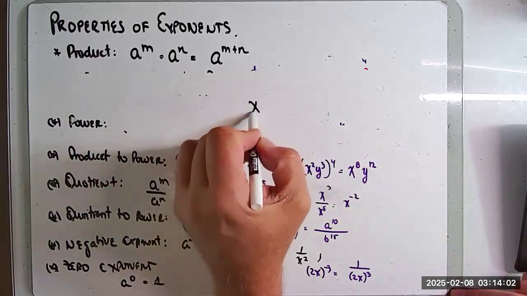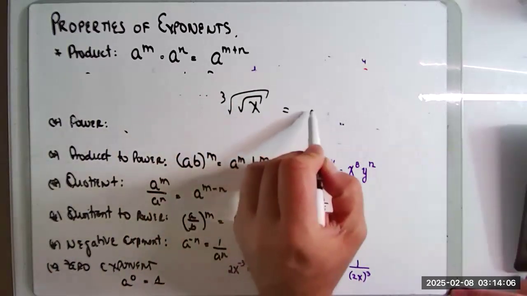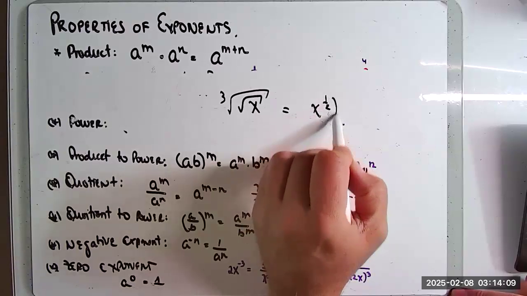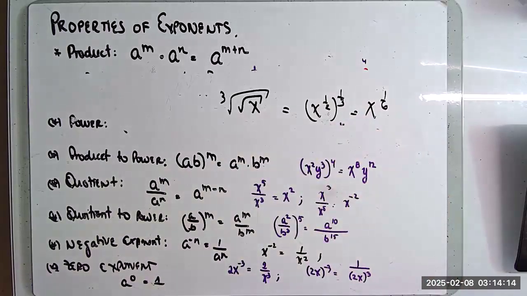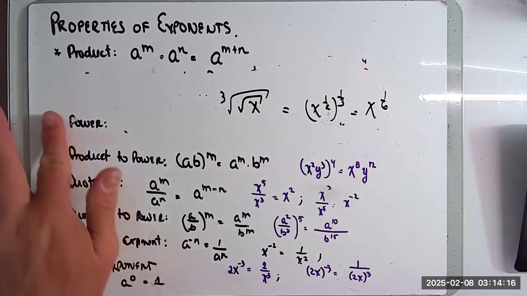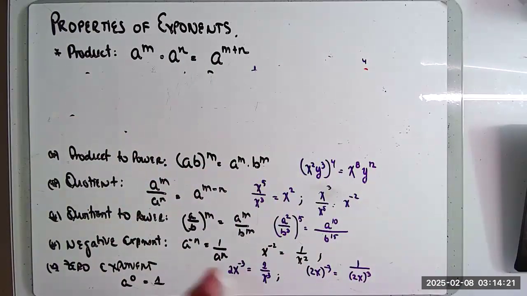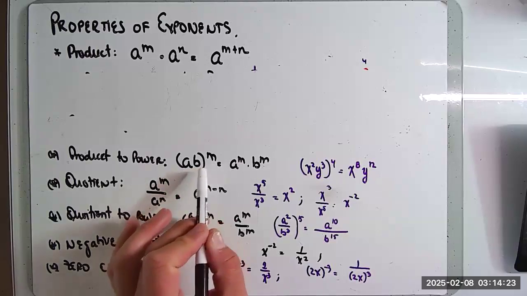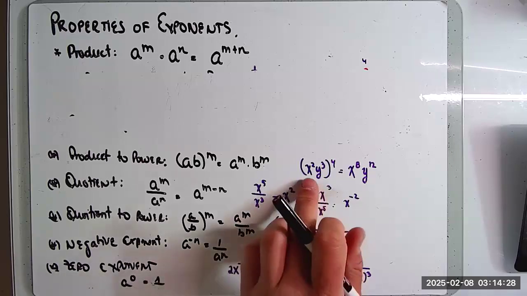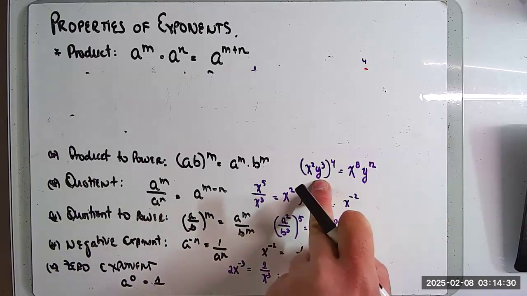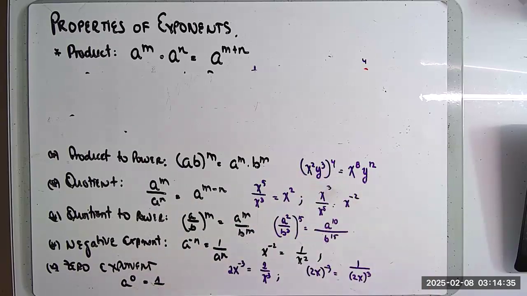This is why if we have the square root of the cube root of x, this will be x to the 1/2 raised to the 1/3, which is x to the 1/6. That's the power rule. Product to power, or sometimes we call it the distributive property. A times b to the m is a to the m, b to the m. This is where we have x squared, y cubed raised to the 4. 2 times 4 is 8, 3 times 4 will be 12.